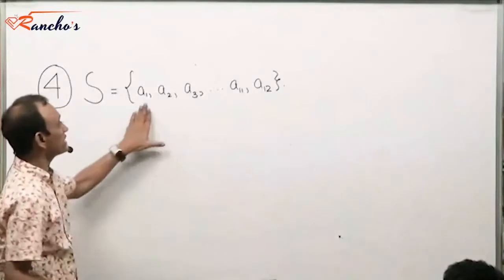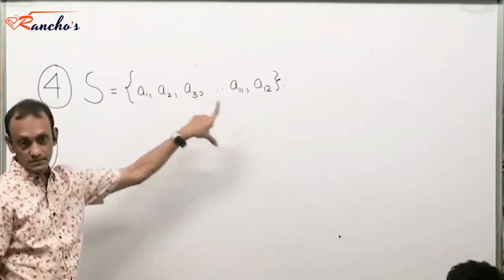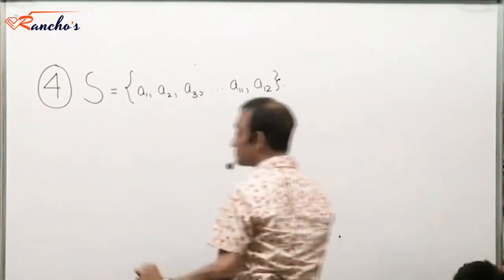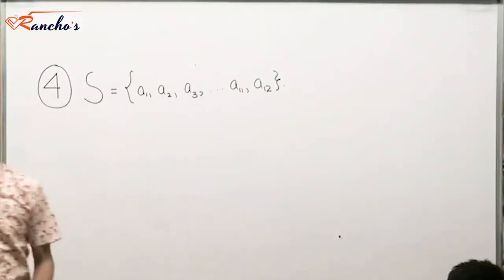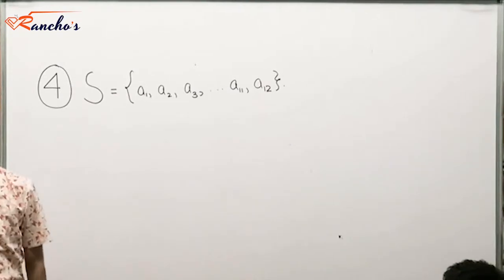So now there is a set A1, A2, A3, up to A11, A12. These are the subscripts. I want to create subsets of this set in a very specific manner.